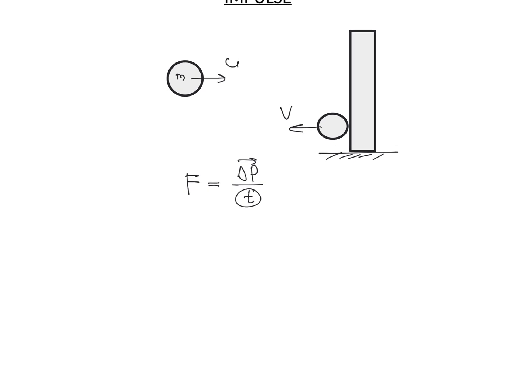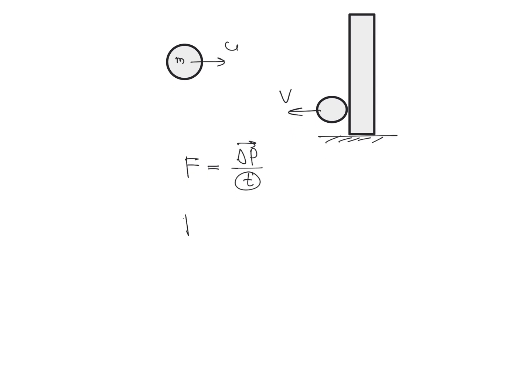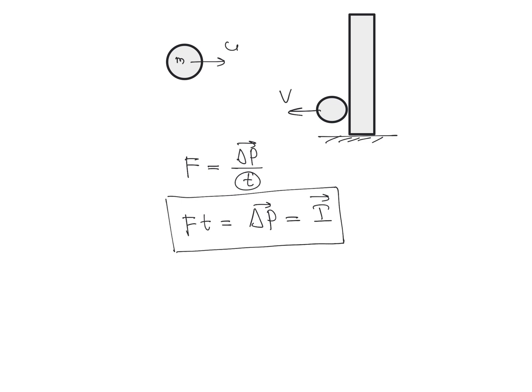So in such a situation, instead of finding out the value of force, we'll find out the product of force into time, which is nothing but change in momentum, which is known as impulse. So over here I'm just representing impulse by I, or sometimes we'll use a symbol J for impulse. So just remember that impulse is nothing but the change in momentum, or we can write it as a product of force into time.